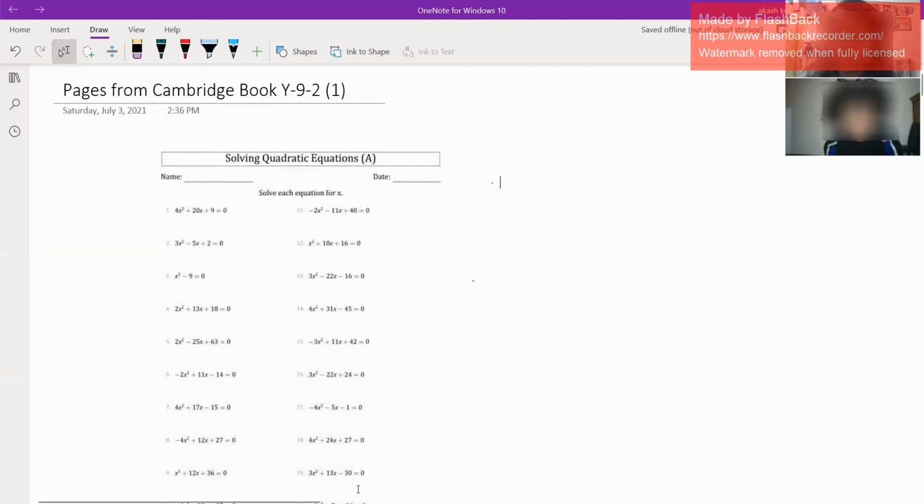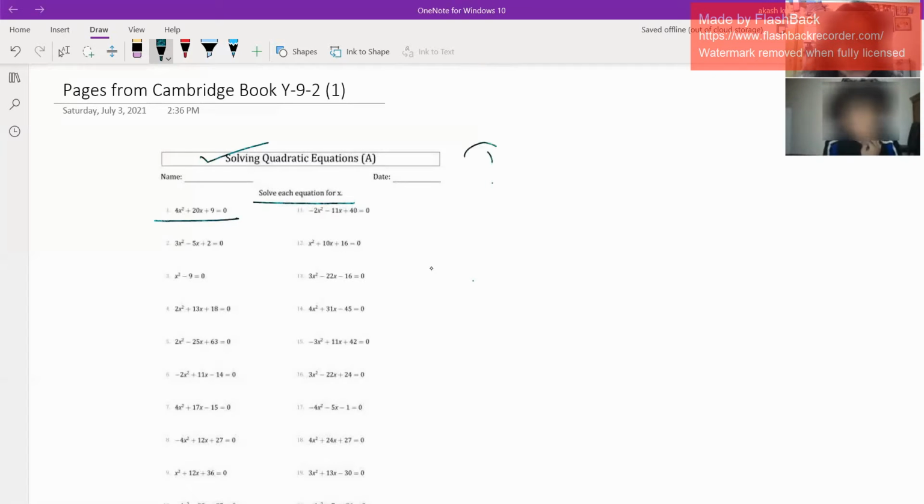So let's start with today's session. Today's session is the continuation of the last session. Today we are going to study solving quadratic equations. Solve each equation for x. Can you see my screen now? Yeah. Okay, so it's better now to start the session.